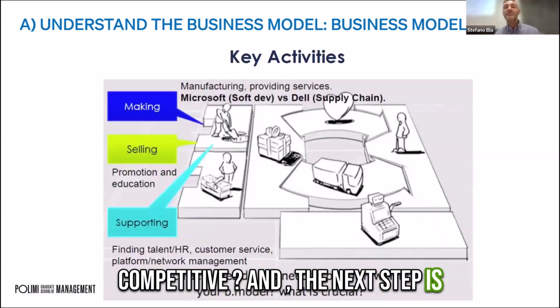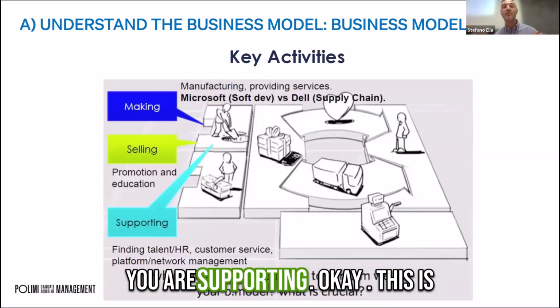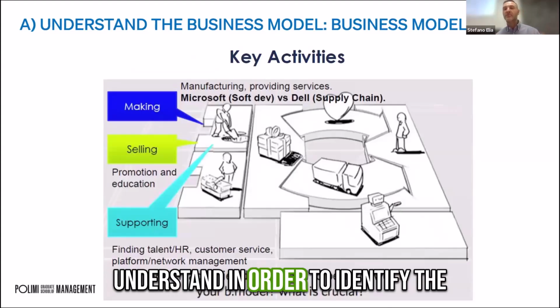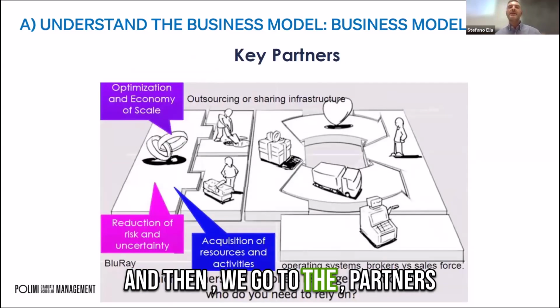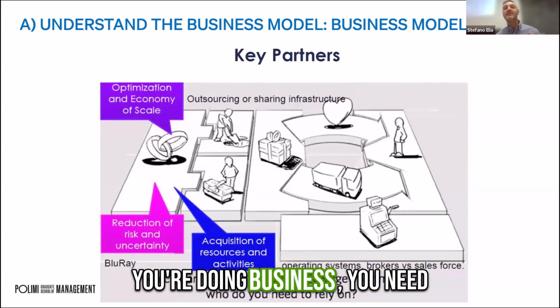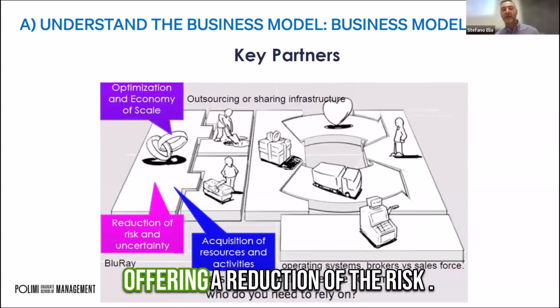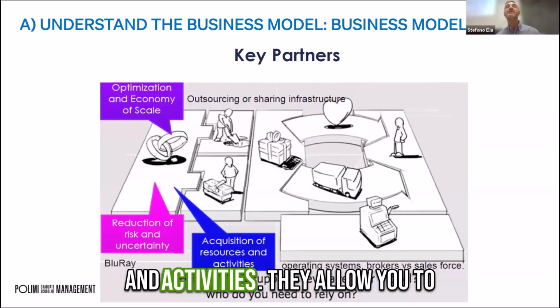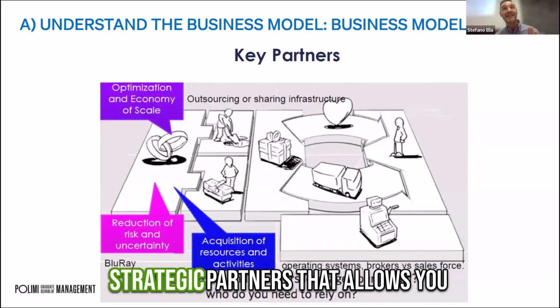And the next step is to understand also what type of activity you are doing. You are making something, you are selling, you are supporting. Okay. That is another step that you need to understand in order to identify the business model of your company. And then we go to the partners because, of course, whenever you're doing business, you need some valuable partners and what they are offering to you. They are offering a reduction of the risk. They allow you to acquire resources and activities. They allow you to optimize something. So it is important that you identify also the strategic partners that allow you to make your business.